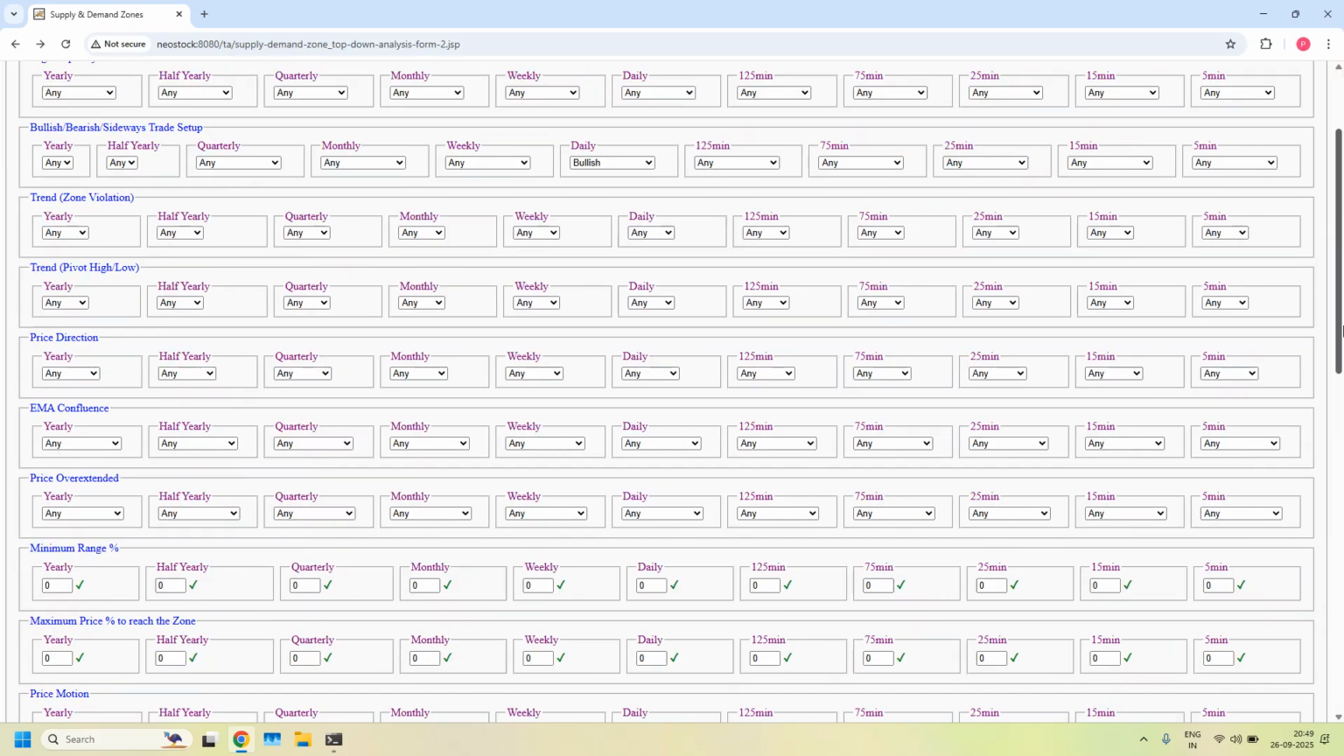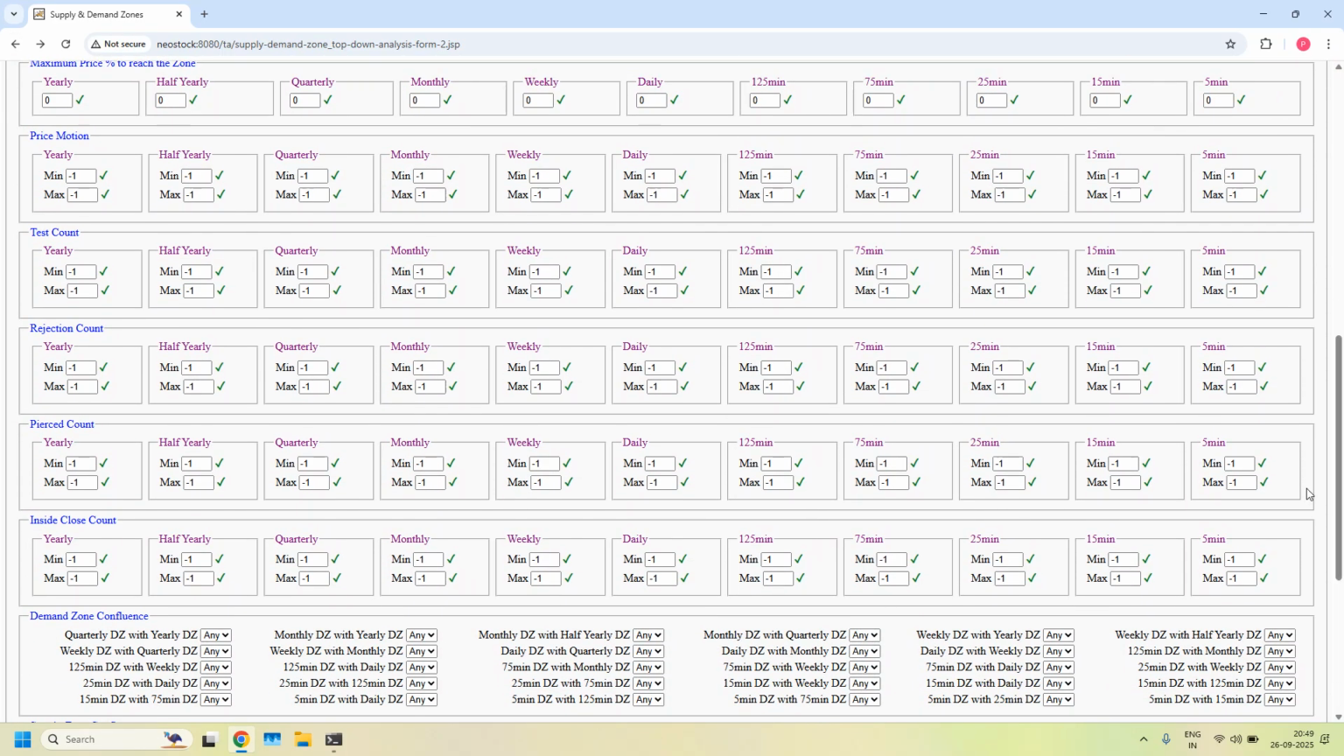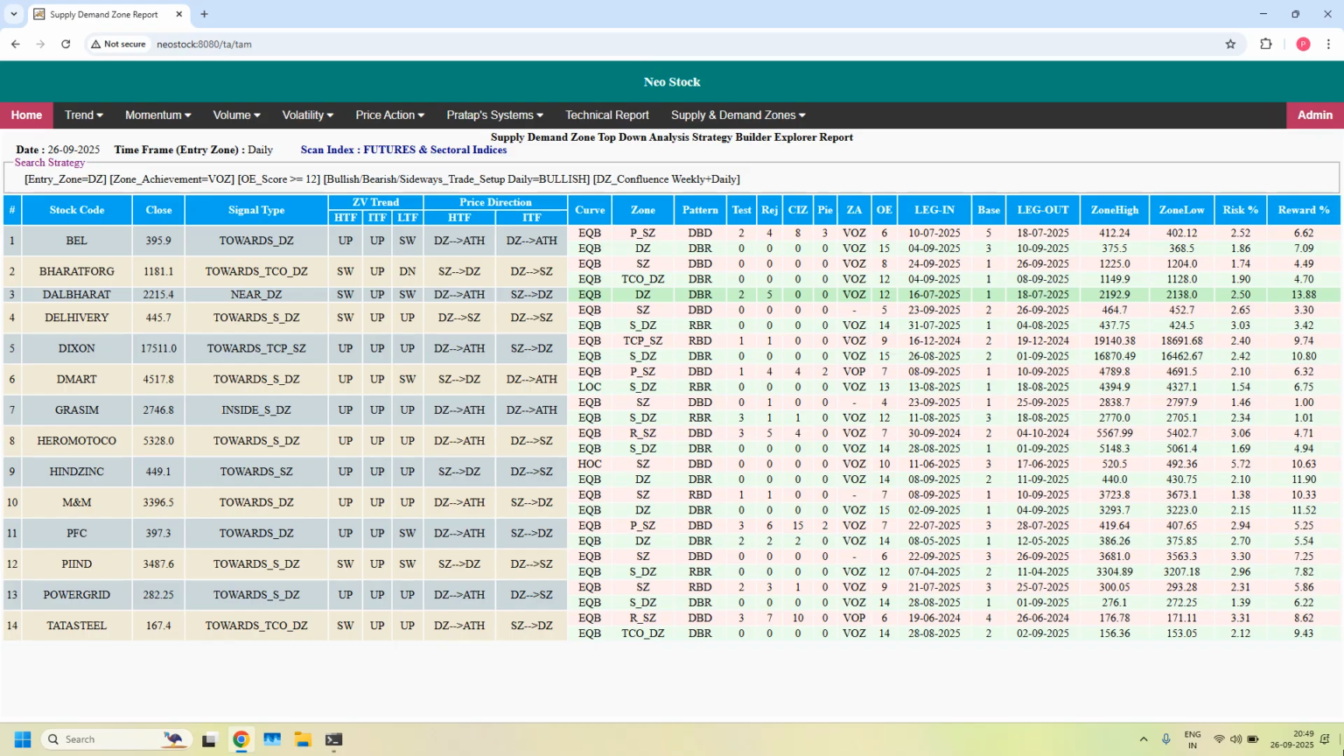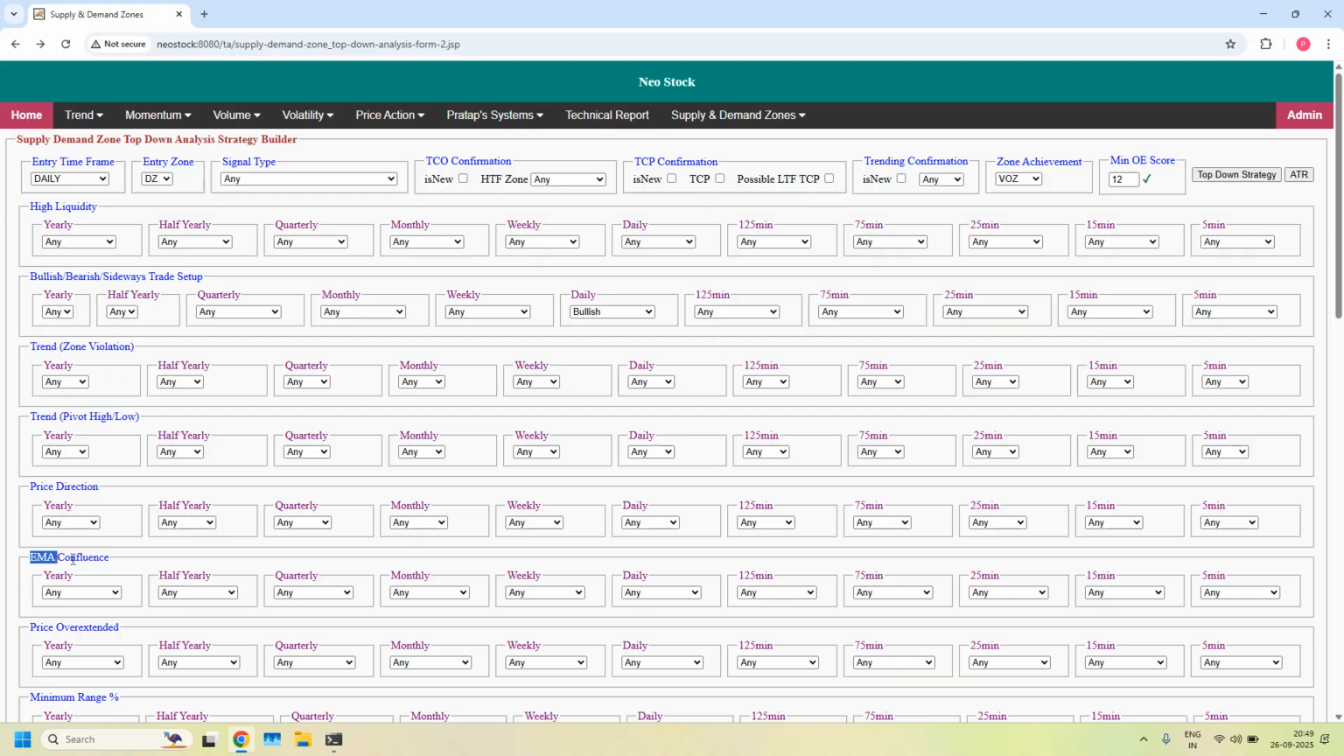So I am going back, applying the filter in the demand zone confluence by selecting daily and weekly demand zone confluence. With this filter, we got 14 stocks out of 15. In all these 14 stocks, all the daily demand zones are overlapped with weekly demand zone. And it is not enough because weekly trend is uptrend, ITF is weekly trend. We can further filter based on weekly demand zone having weekly EMA confluence.